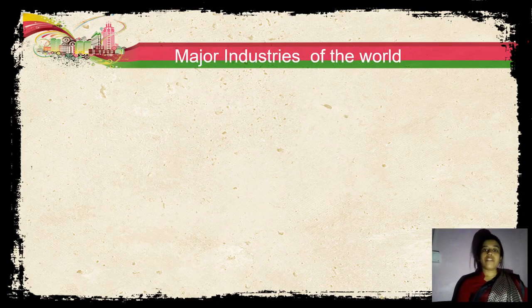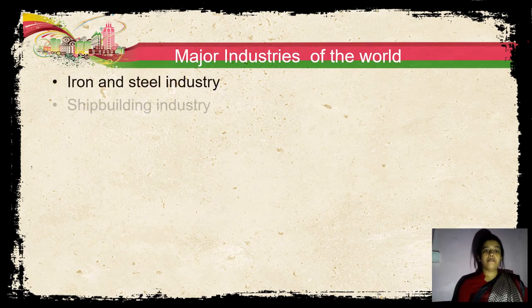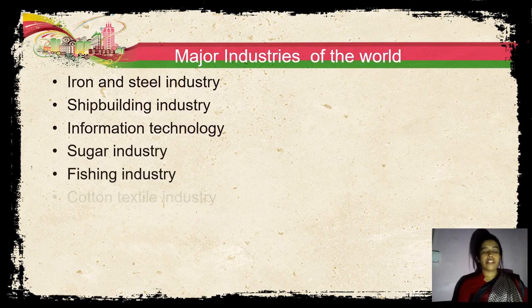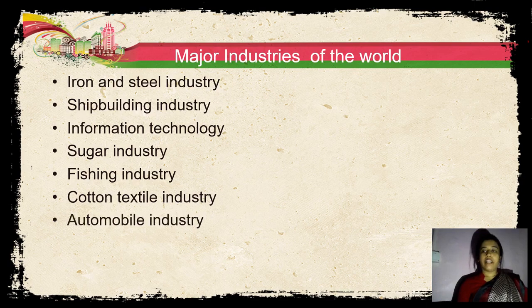And here is a list of some major industries of the world: iron and steel industry, shipbuilding industry, information technology industry, sugar industry, fishing industry, cotton textile industry, automobile industry.